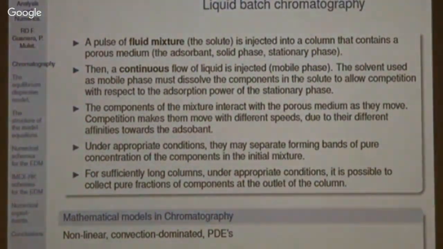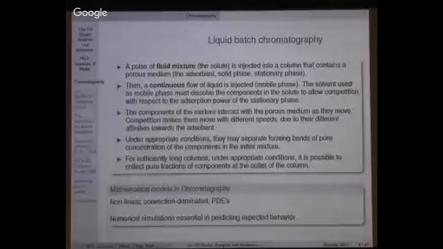So essentially they are nonlinear convection dominated PDEs. These are the models that they have. And if you're expected to have pure fractions, then essentially you have nonlinear behavior, you have shock layers, and you have to have numerical simulations to predict expected behavior because analytical solutions are not known. Okay?